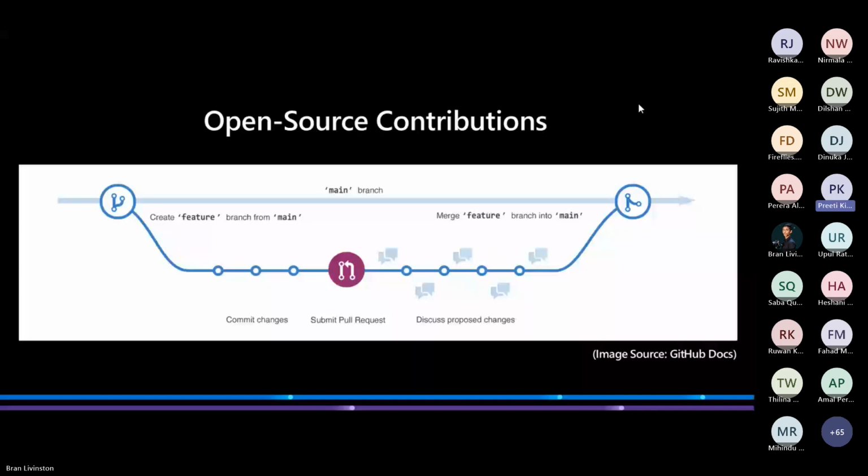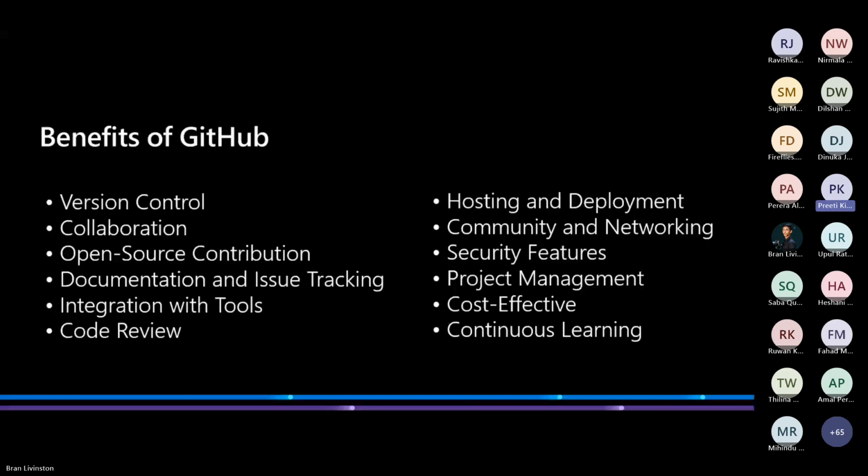So we have already seen how many great benefits we have. The first benefit is version control. We have been talking about it since the start of this workshop. We can have control over the versions of our project. From the start till the end of the project, all the changes will be tracked, who contributed to which part, everything will be tracked on GitHub.